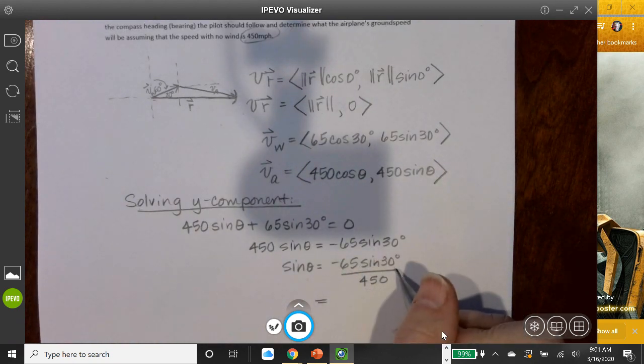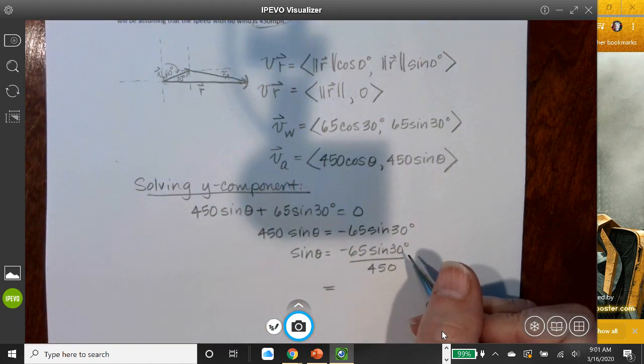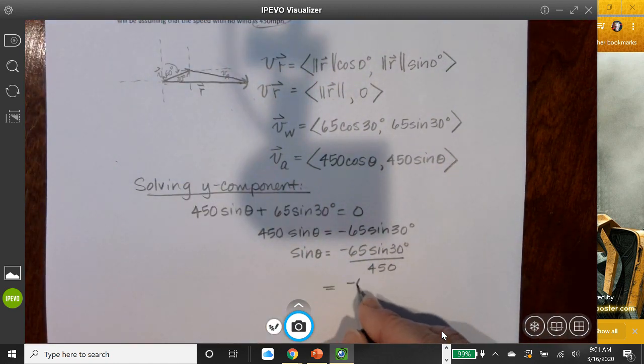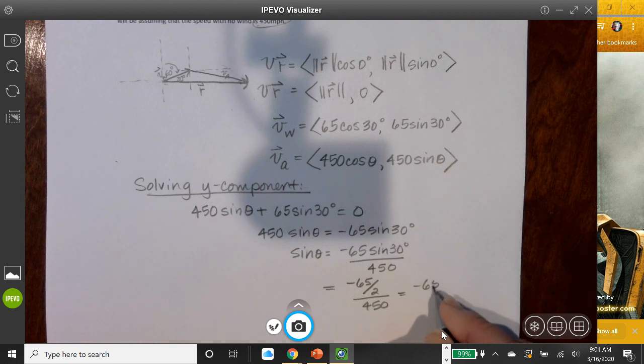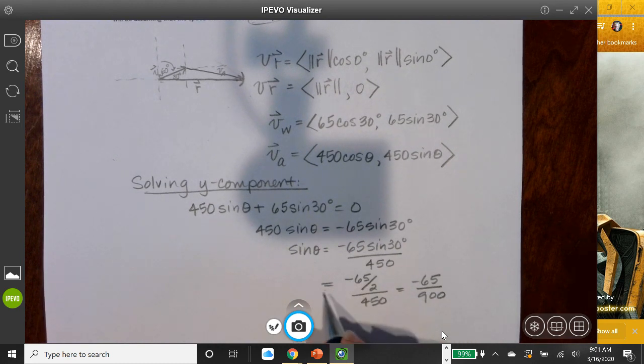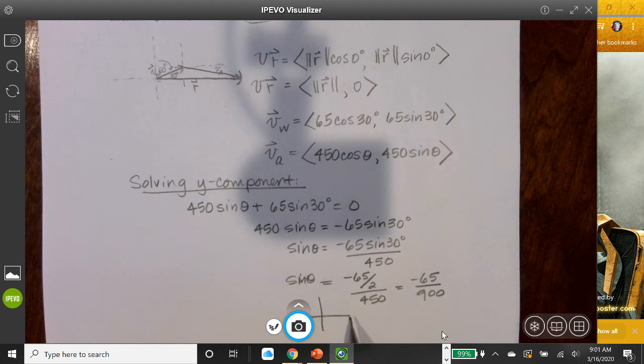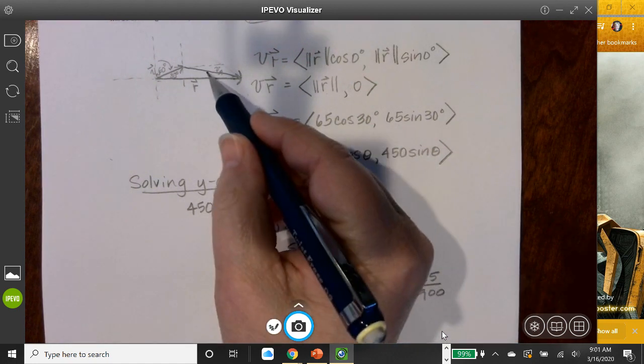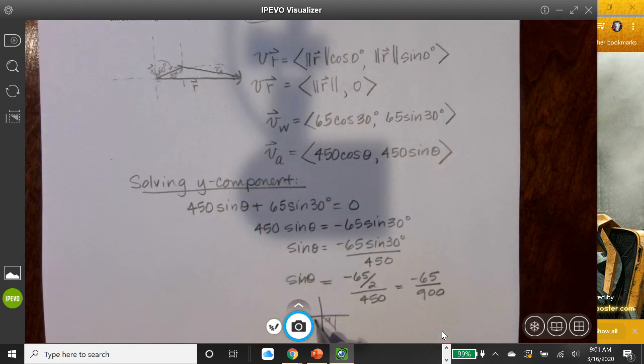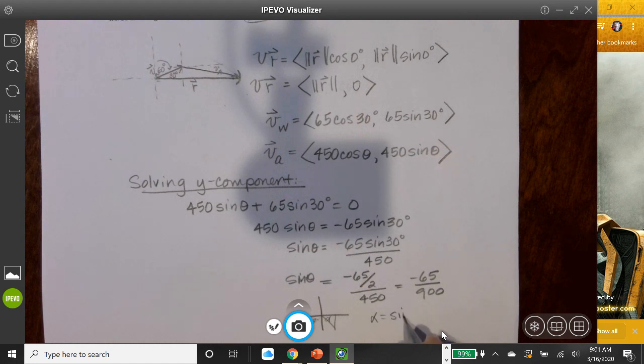Okay, and we know that the sine of 30, believe it or not, is 1/2. So this is negative 65 over 2 divided by 450, which equals negative 65 over 900, I believe. So how do we find alpha? Sine is negative, right? So that's going to be in either quadrant 1 or 4, but I suspect it's 4 based on our picture. So we're going to find alpha, right? So we find alpha is inverse sine of the positive 65 over 900.